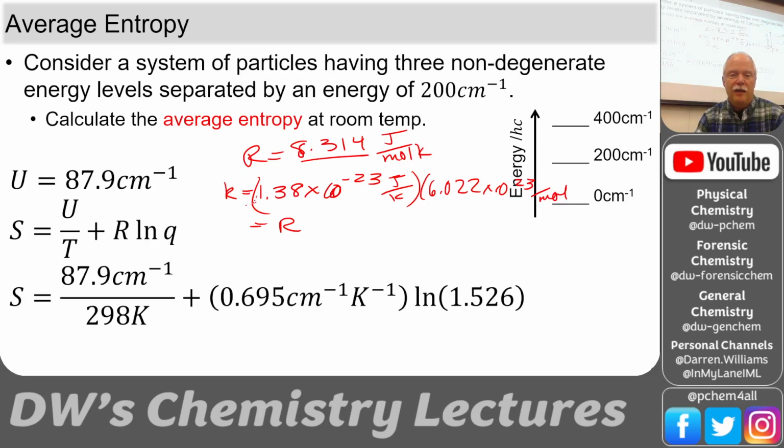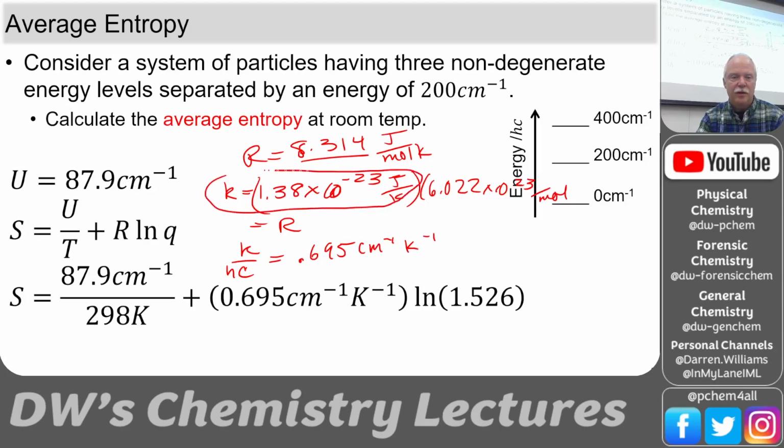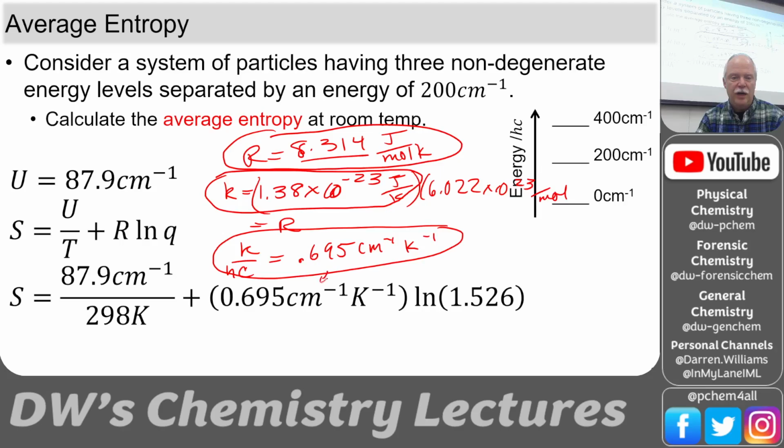Now, if we were to take k and divide it by hc, k over hc, this equals 0.695 wave numbers per Kelvin. So we have lots of versions of k. We could use k by itself. We could use R. And we could use k over hc. All of these three can go in that spot.